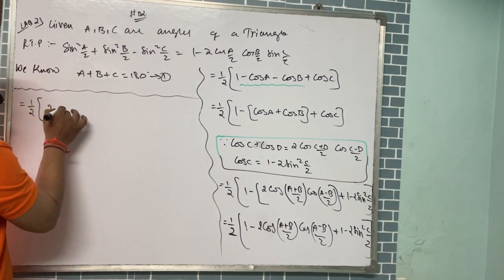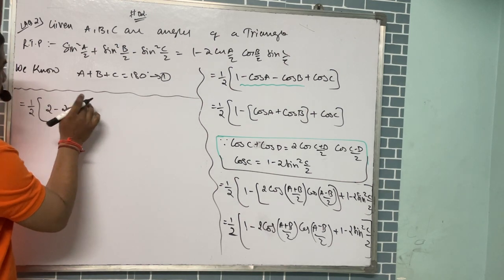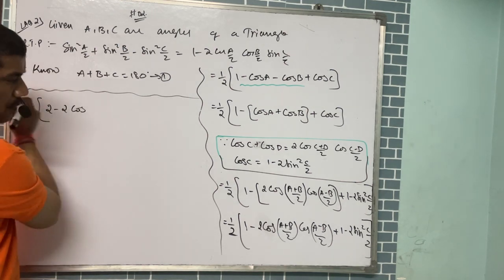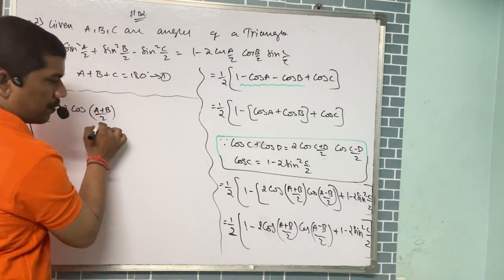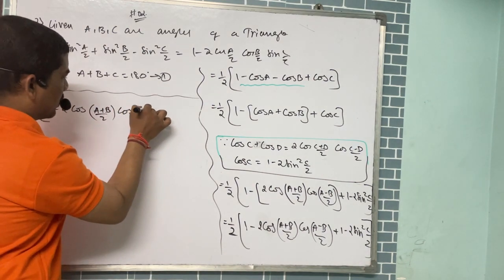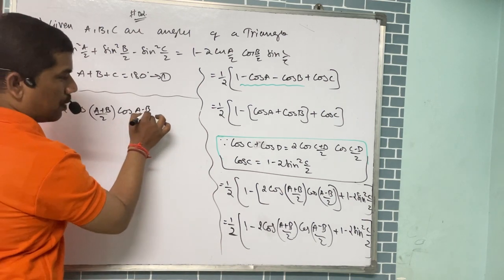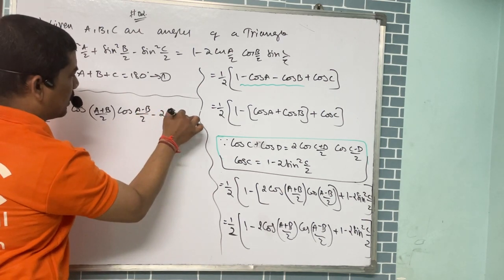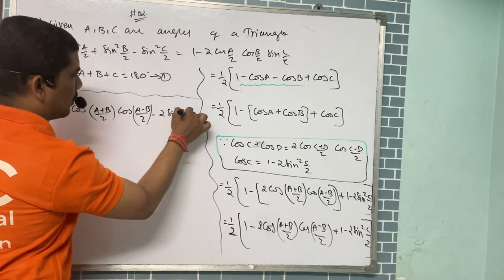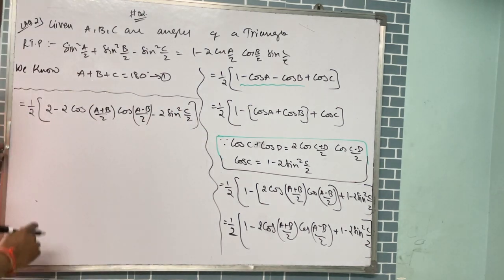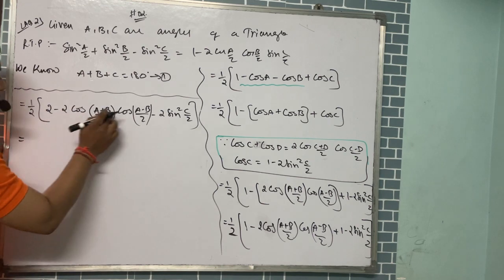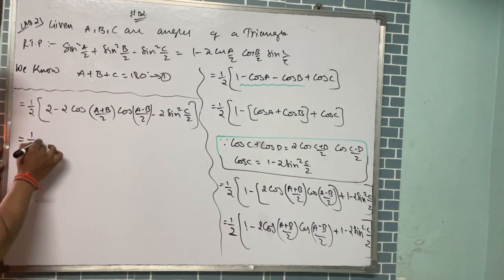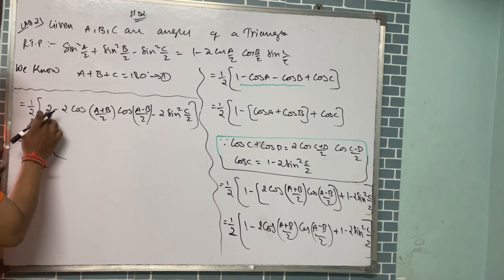2 minus 2 cos A plus B by 2, cos A minus B by 2 minus 2 sin square C by 2. Now in all the three categories, I can take 2 common now. Here also 2, here also 2, here also 2. So 1 by 2 already there outside. This 2 I am taking out. So this 2 came out.